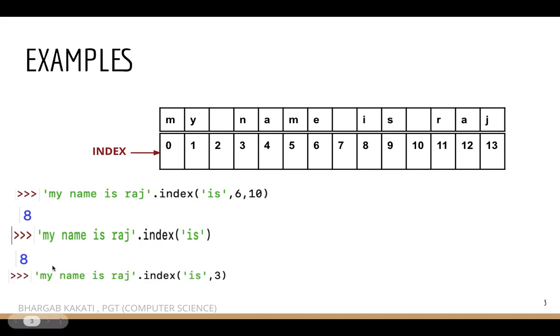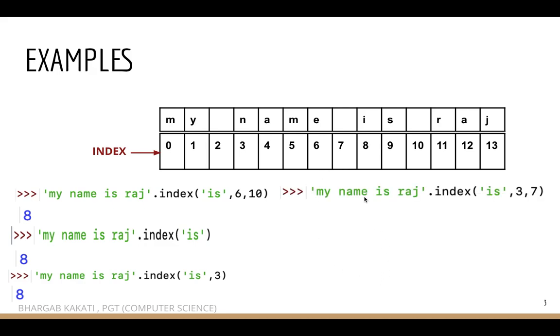Another format, let us see here. If I write my name is Raj dot index is, 3, what does it mean? It means that starting from index number 3, it will look towards the right hand side. Index number 3 is which one? This one. From this index, it will look towards the right and search for this substring. Now, after index 3, is the substring present here? Yes, it is present at index number 8. Therefore, the result will be shown as 8 here.